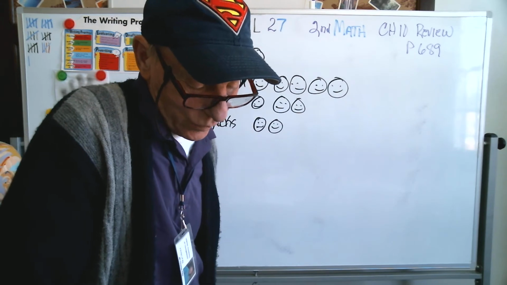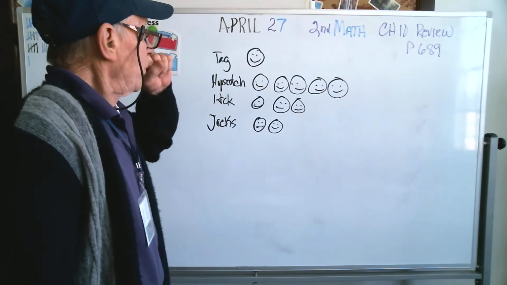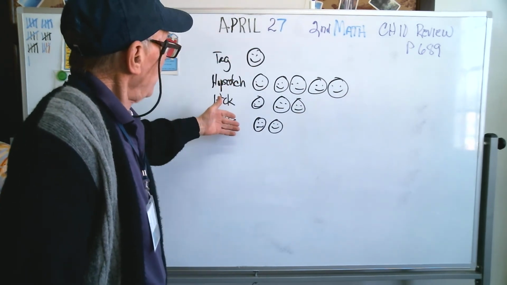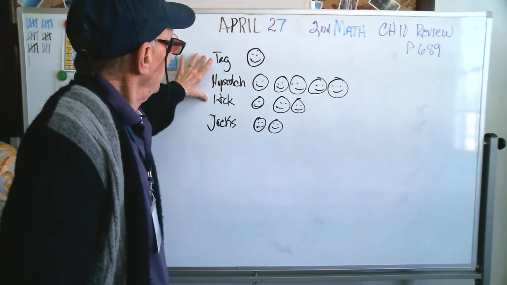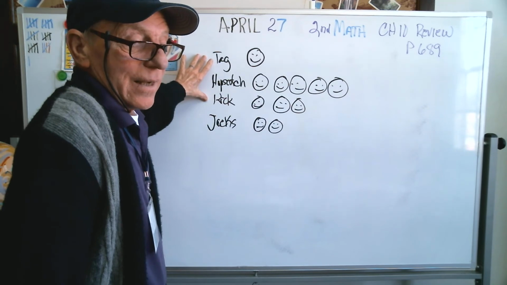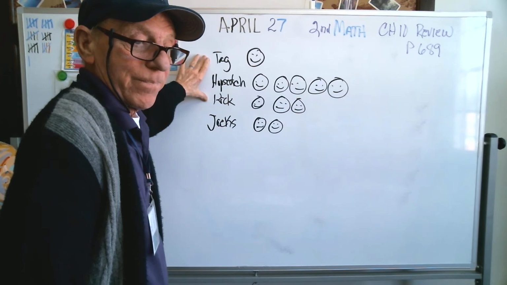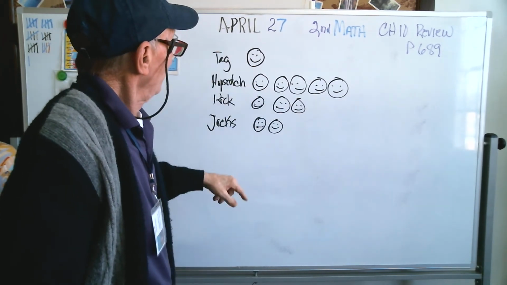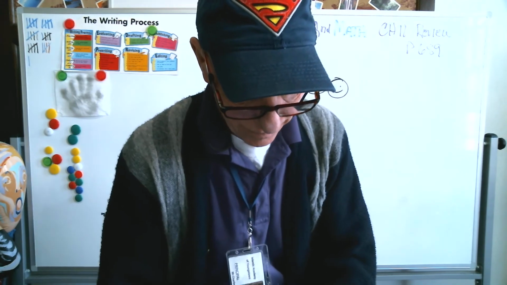Number 9, which 2 games were chosen by a total of 4 children? Which 2 games were chosen by a total of 4? Well, look at your chart. Here we have 3, here we have 1. So tag and kickball were chosen by 4 people. Just add up your smiley faces. Which 2 added up to 4? Tag and kickball. That was pretty easy. And we're almost done.